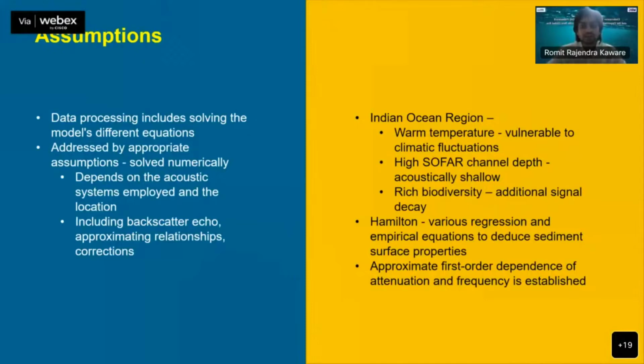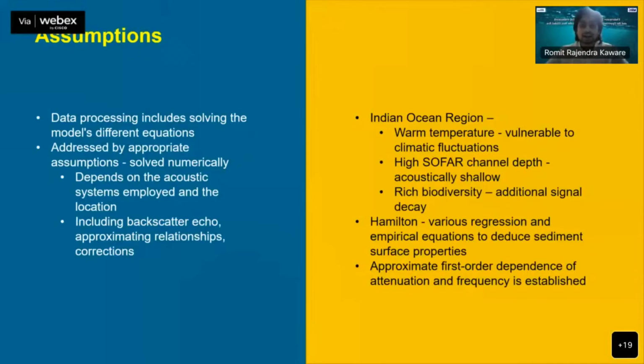Now, these may be made based on the acoustic system used, or the region chosen, and the parameters that need to be considered. Coming to the Indian Ocean region, we see that it has a warm temperature, which makes it vulnerable to various climatic fluctuations like tsunamis and cyclones. The monsoon season is also there. Also, it has a high sofar depth, so it is basically acoustically shallow, and hence it sabotages the optimal performance of any acoustic sensor.